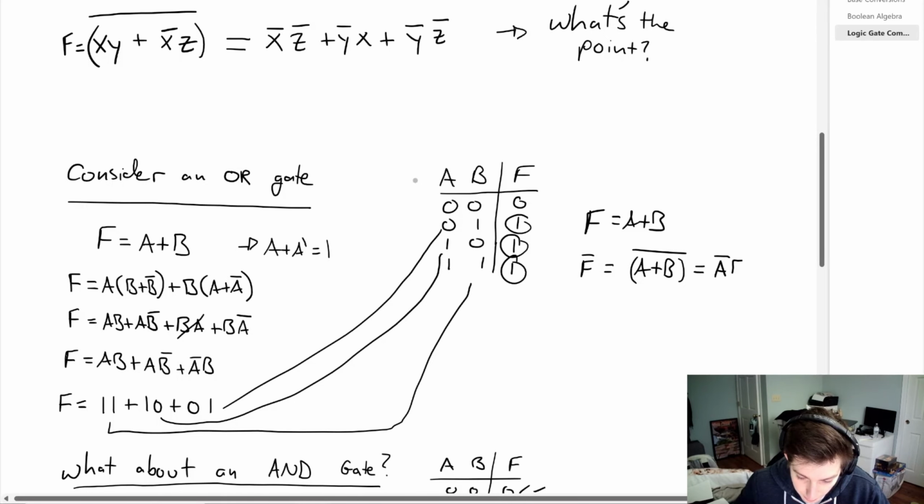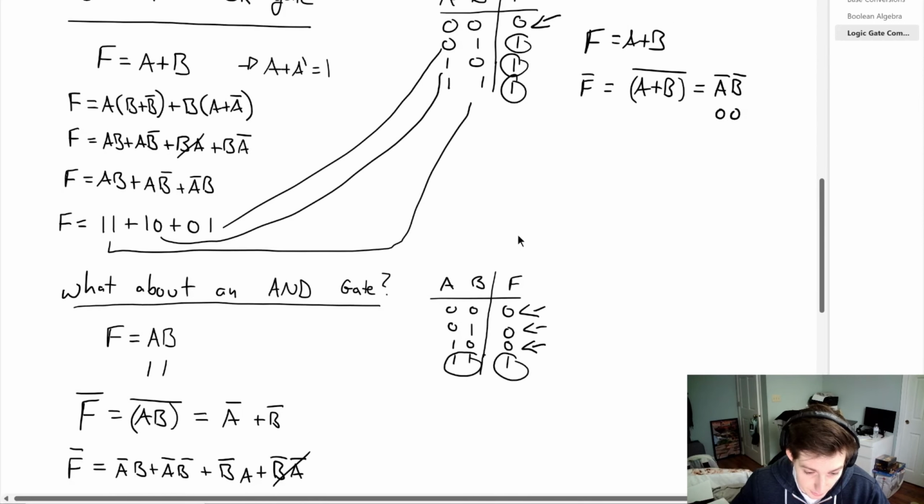a inverse b inverse, or a bar b bar, which would be a 0 and a 0. So this is a pretty good tool to have in the toolbox about why it's important to expand functions. It helps with the truth table.